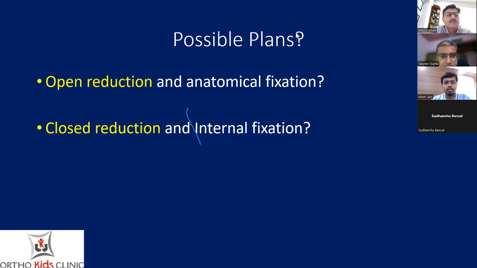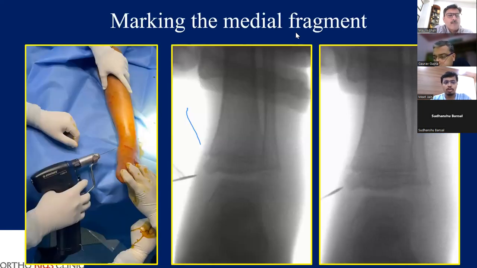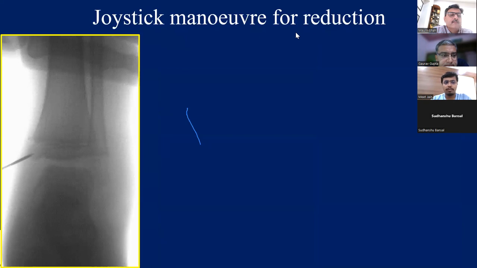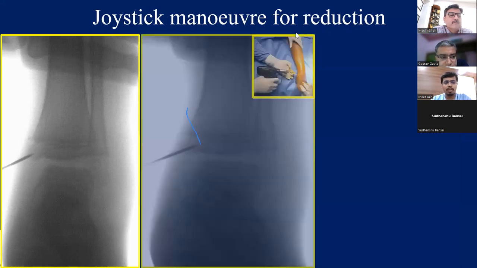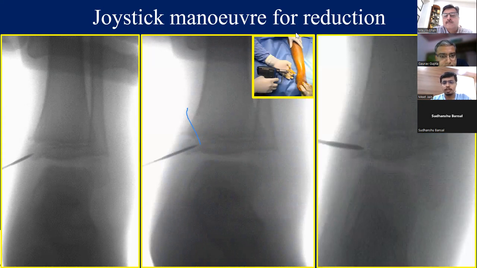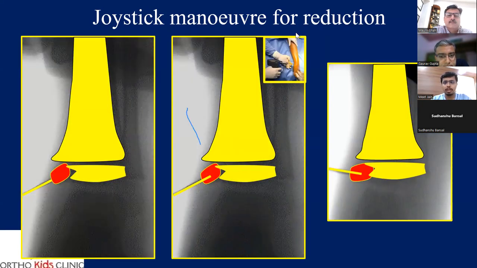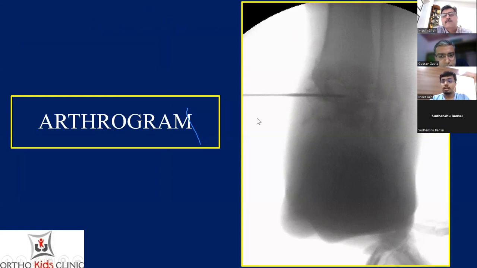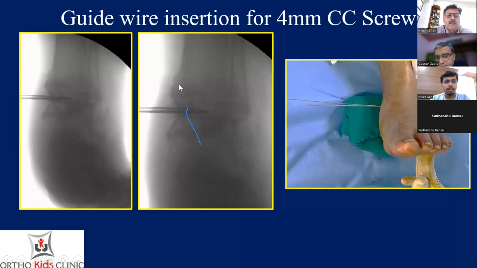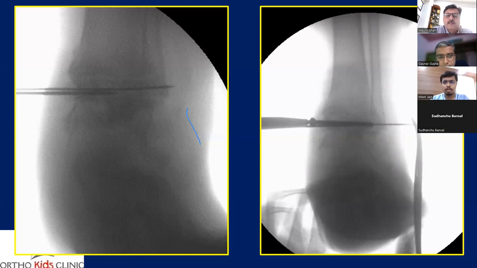So the option that we had was to open and anatomically reduce it, or go for a closed reduction and internal fixation. This is what we performed. We first marked the medial fragment, and after that we used the joystick maneuver. We passed the K-wire in the fracture fragment, lifted it up, and managed to reduce it in an acceptable manner. To confirm the reduction, as sir mentioned, we performed an arthrogram. Following this, the reduction was acceptable, so we passed a guide wire, and then subsequently a screw, and compressed the fracture.